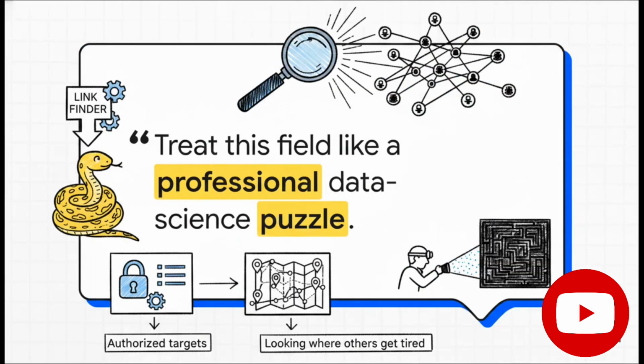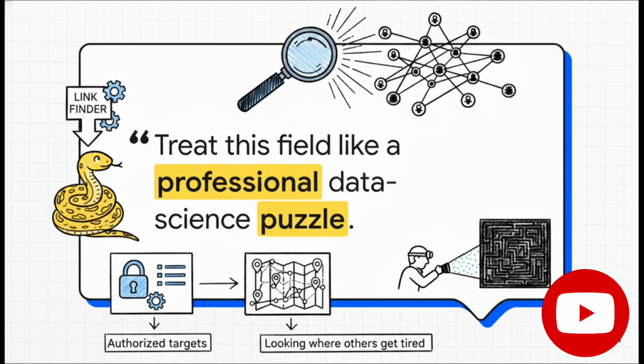I want to wrap up this explainer with a really powerful perspective from our source material. It says, treat this field like a professional data science puzzle. The operators who earn consistently are those who systematically document their targets and persistently look where others get tired and stop. You now have the fundamental framework. The only real gap between a curious beginner and a successful security analyst is just consistent action.